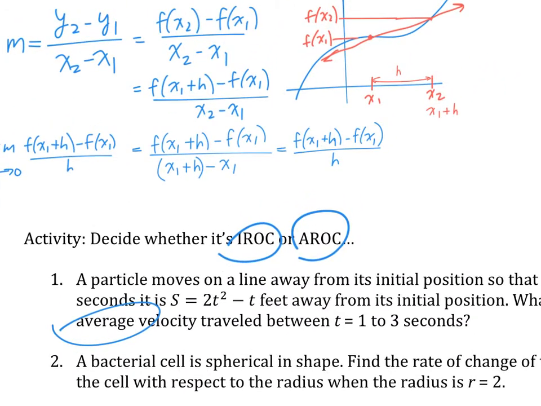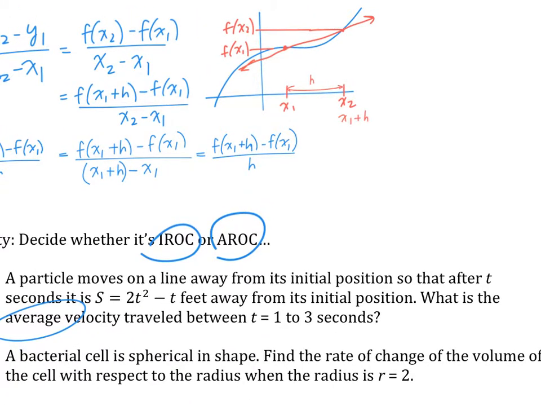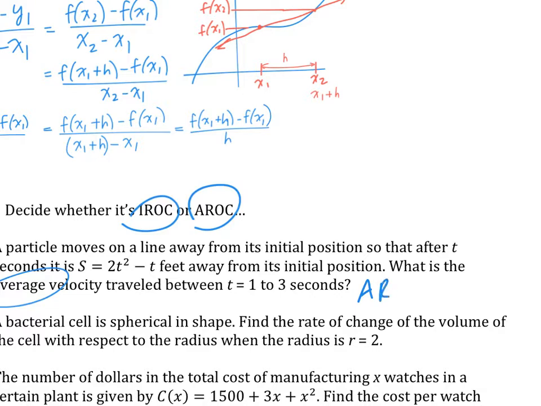Look for the keywords. Okay, next one. A bacterial cell is spherical in shape. Find the rate of change of the volume of the cell with respect to the radius when the radius is 2. IROC. Why IROC? At that time when it's 2. Okay, there's no average at 2, so we want IROC. So this is AROC. This is IROC.